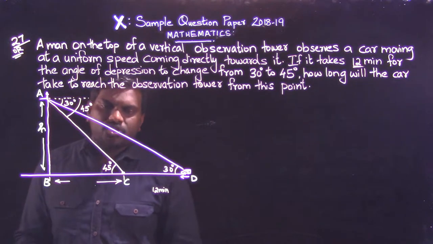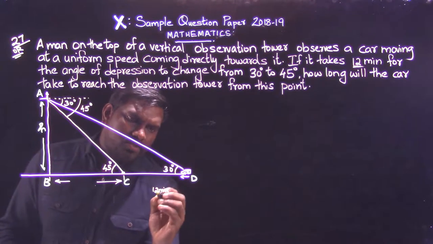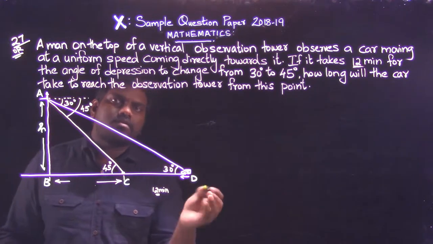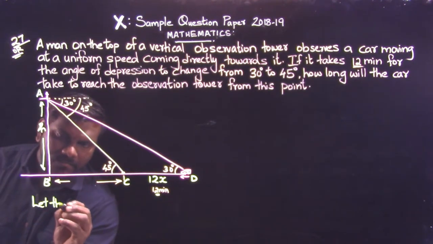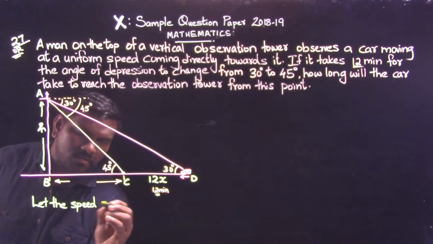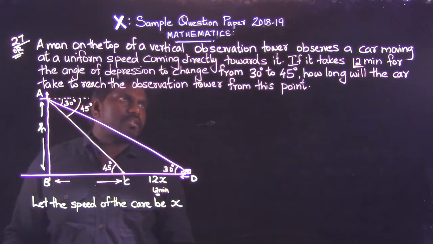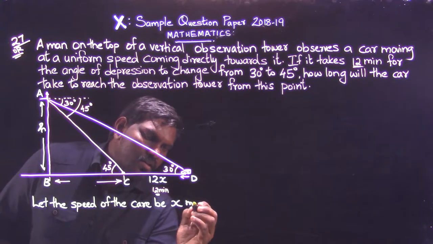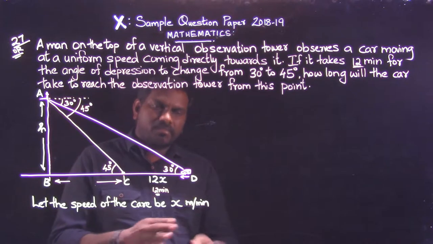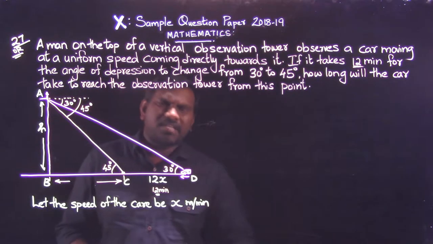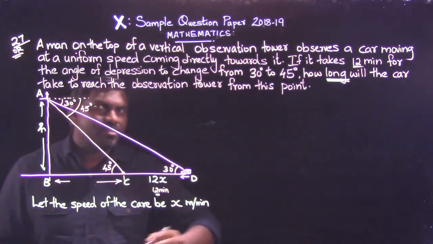Then what else? I marked that h, and now if I mark this distance, time is given, so time into speed is your distance. So I'm going to write 12, and my first step: let the speed of the car be x. What is the unit here? It is given in minutes, so I will mark it as x meters per minute. Ultimately, meters, kilometers, all these things are not what we want; we want the time, how long.